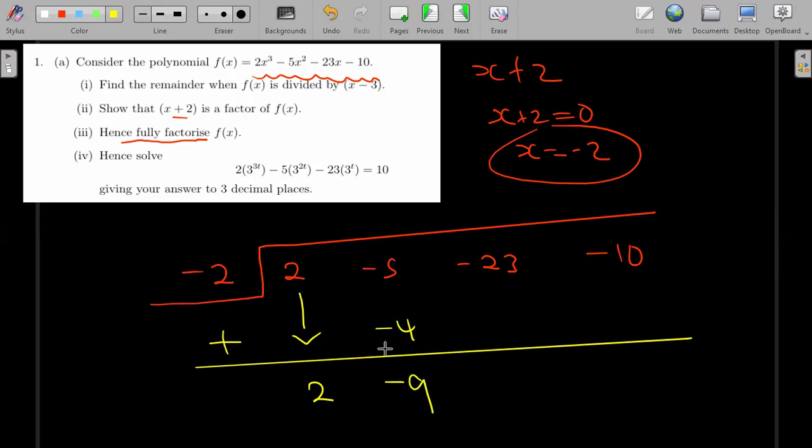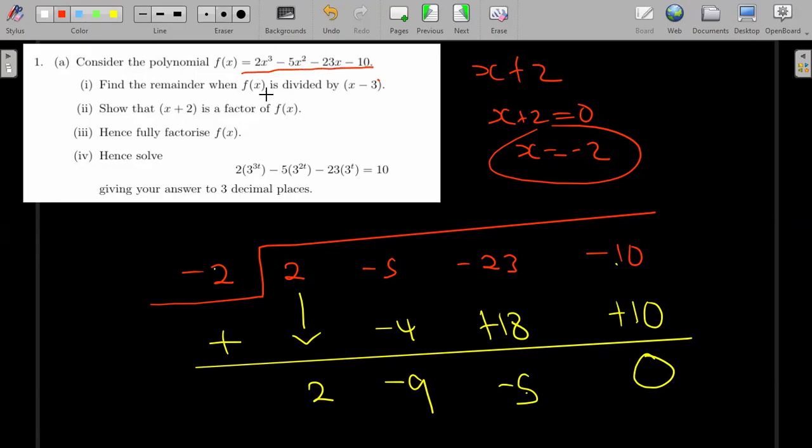Okay, and then minus 2 multiplied by minus 9, I'm going to get plus 18. Okay, and then minus 23 plus 18 is going to give me minus 5. So minus 2 multiplied by minus 5, I'm going to get positive 10. So minus 10 plus positive 10 is just going to give me what? 0.